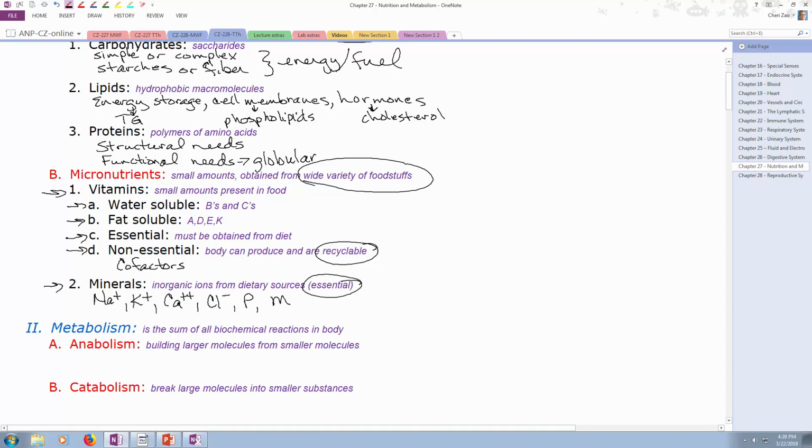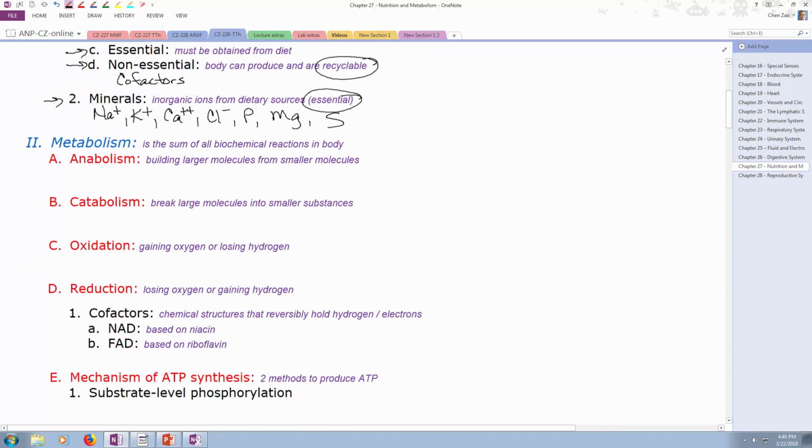And you may not know it, but Mg stands for magnesium. So Mg, magnesium, is also one. And the very last one is sulfur. You don't realize it, but I know we don't realize it, but it's actually part of amino acid structure. A lot of those have sulfur in their structure. So that's it for nutrition needs. And we're now moving to metabolism.